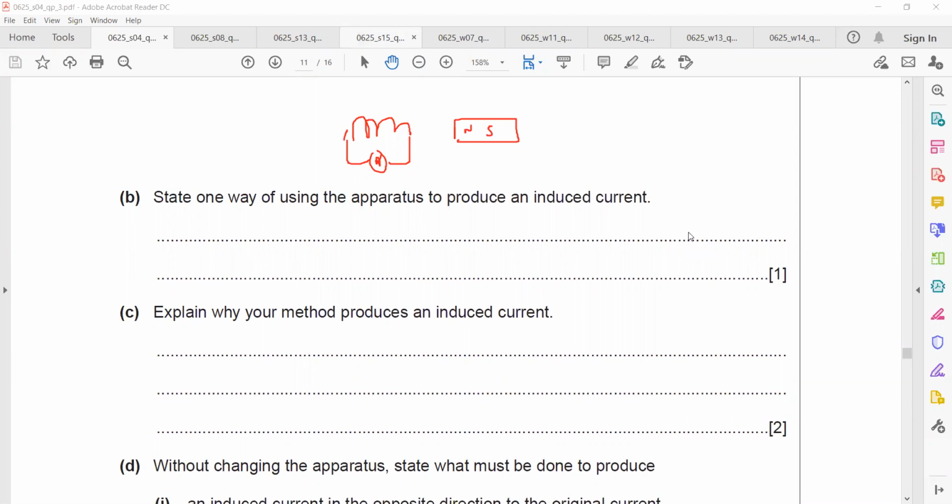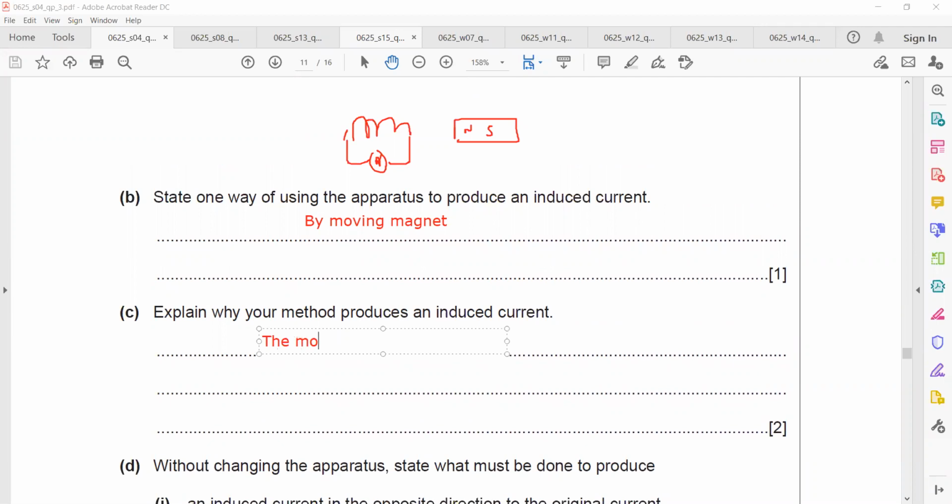By moving the magnet right or left, or by moving the magnet closer to or away from the solenoid, or by moving the wire. If I move the magnet, there is a change in magnetic field. Then explain why your method produces an induced EMF. So you basically have to write the definition of electromagnetic induction.